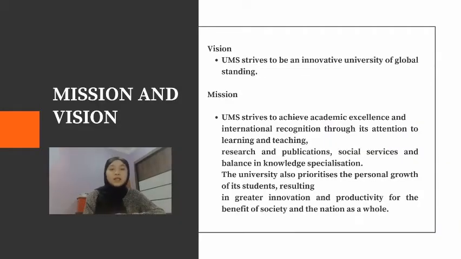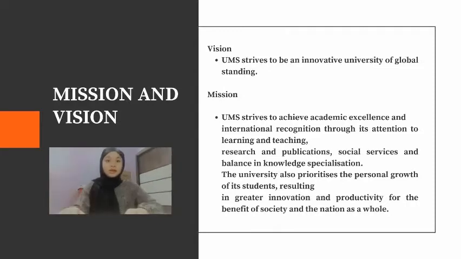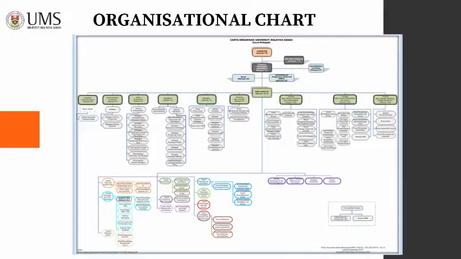The vision is that UMS strives to be an innovative university of global standing, and the mission is that UMS strives to achieve academic excellence and international recognition through its attention to learning and teaching, research and publication, social service, and balance in knowledge specialization. The university also prioritizes the personal growth of its students, resulting in greater innovation and productivity for the benefit of society as a whole.